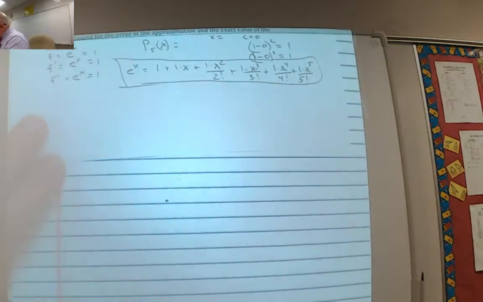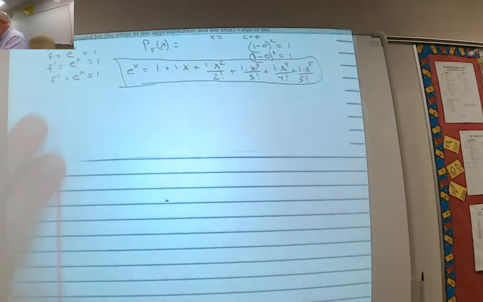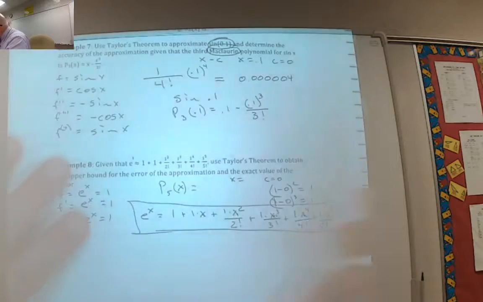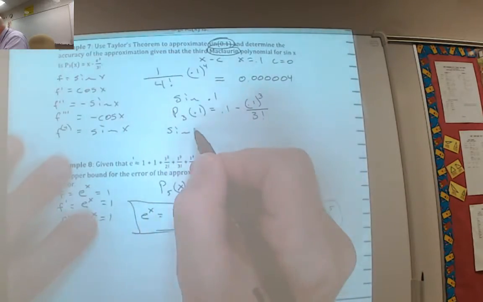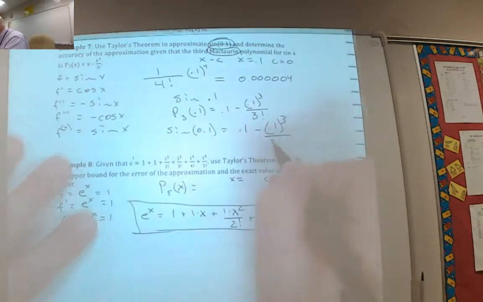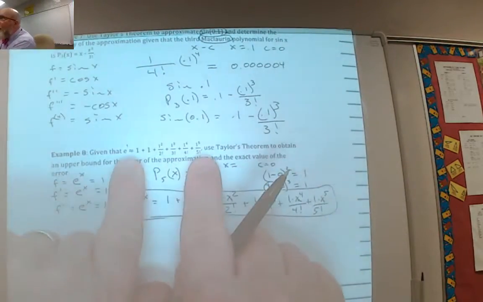So you're putting 1 in for x because I'm estimating the value of e to the 1st by putting 1 into this 5th degree Taylor polynomial. So that's like in the last one how x equals 0.1 because it's sine of 0.1. Correct. Exactly. So right over here, I would say sine of 0.1 is equal to 0.1 minus 0.1 cubed over 3 factorial. And over here, I've got e to the first is equal to that. Okay, thank you. I think that helped out a lot.